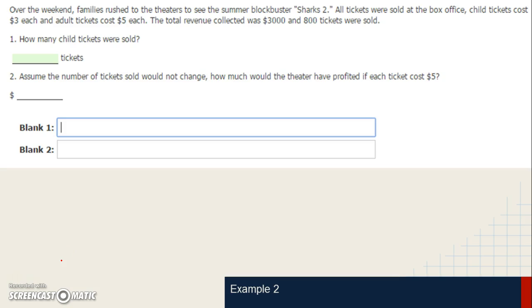On to the next one. Over the weekend, families rushed to the theaters to see the summer blockbuster Sharks 2. All tickets were sold at the box office. Child tickets, so again we're underlining tickets, cost $3 each. Well, that's a revenue. And adult tickets, that's a tickets, cost $5 each. That's a revenue. So total revenue was $3,000, and total tickets was 800.